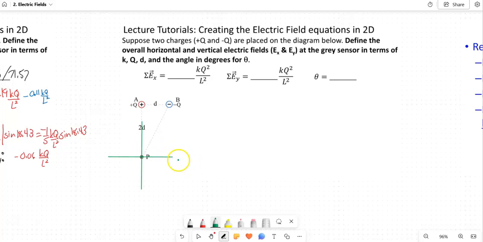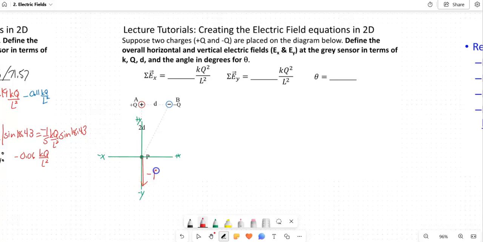And label it. Positive y, negative x, negative y. The coordinate system really does help you with your triangles and your angles and things like that. It's valuable. This positive q is going to create an electric field pointed away from it at point P.